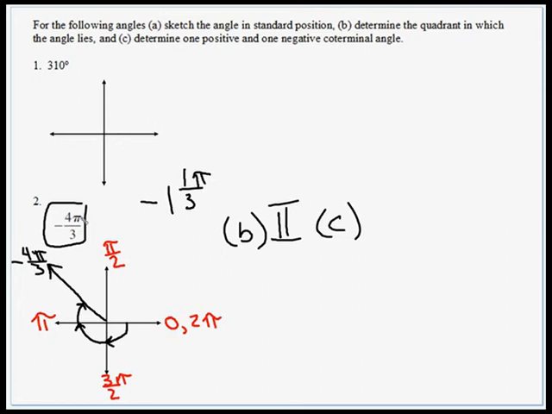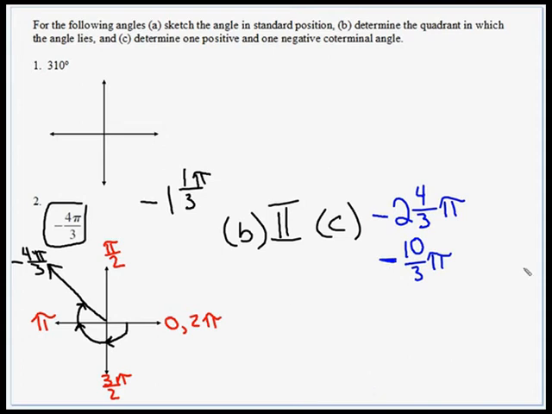And part C, a positive and negative coterminal angle. Since I was given a negative angle, I like to find the negative coterminal first. We started with negative 4/3 pi. To find another negative coterminal, we would just do another lap around the circle in this direction, which would be another negative 2 pi radians. So what I can do is just take my negative 4/3 pi and put a 2 in front of it. Now I want to convert this to an improper fraction. 2 times 3 is 6, plus 4 is 10. 10/3 pi is our negative coterminal angle.